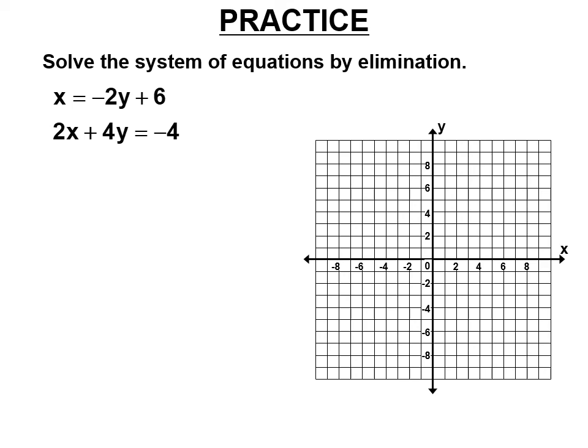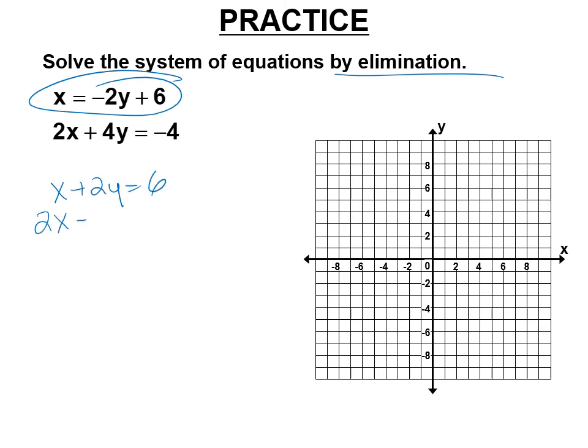So now it says to use elimination. You don't worry about graphing it. I'll graph it. And so I'm going to rearrange it and get the top one. Right, I'm going to make that add 2y to both sides. X plus 2y equals 6. Then we have 2x plus 4y equals negative 4. All right, so then I'm going to multiply the top one by 2. And I get 2x plus 4y equals 12.